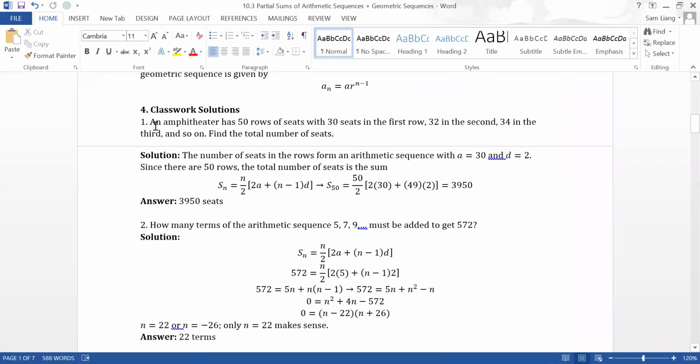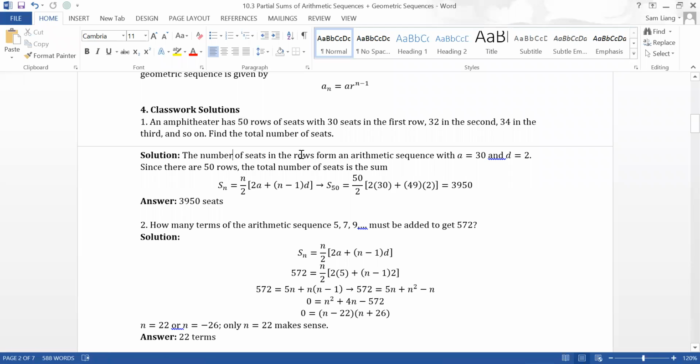Okay, so the first question was, an amphitheater has 50 rows of seats with 30 seats in the first row, 32 in the second, 34 in the third, and so on. Find the total number of seats. Hopefully this should remind you of an arithmetic sequence. There's 30 seats in the first row, 32 in the second row or term, 34 in the third, and so on. And here, 50 rows in total, so 50 terms in the arithmetic sequence. So in that case, n is 50.